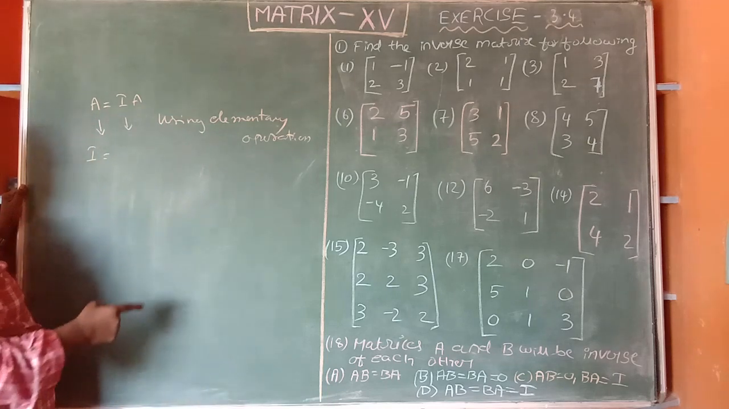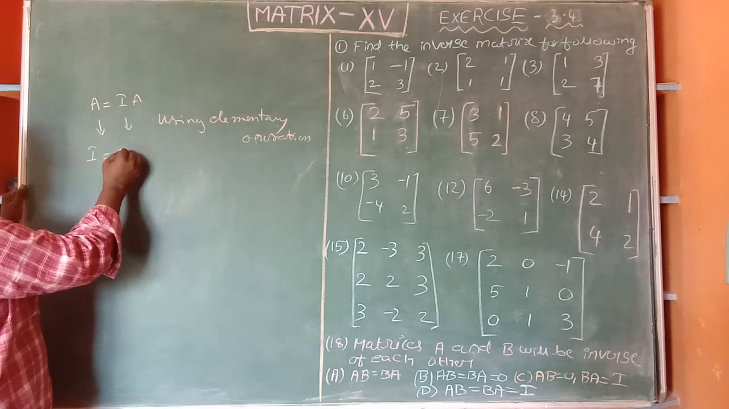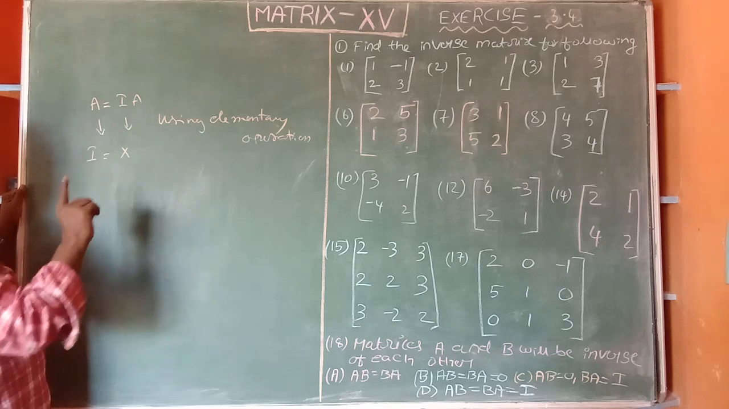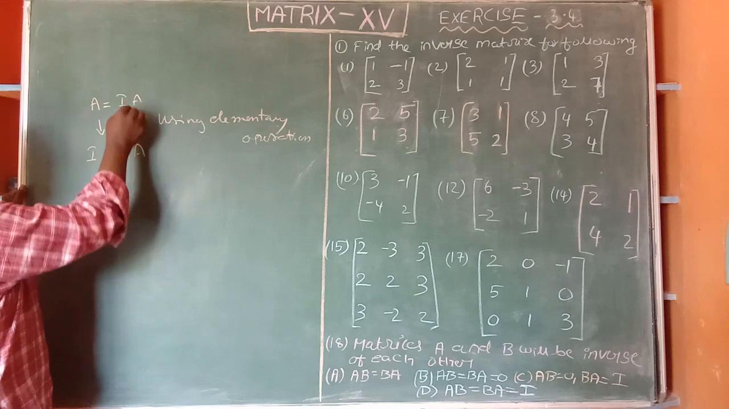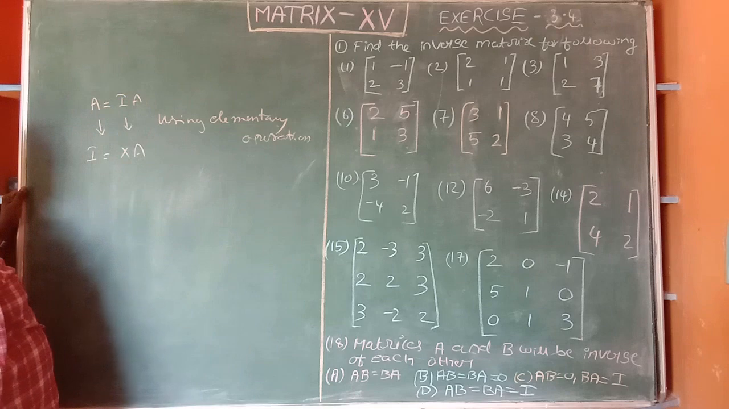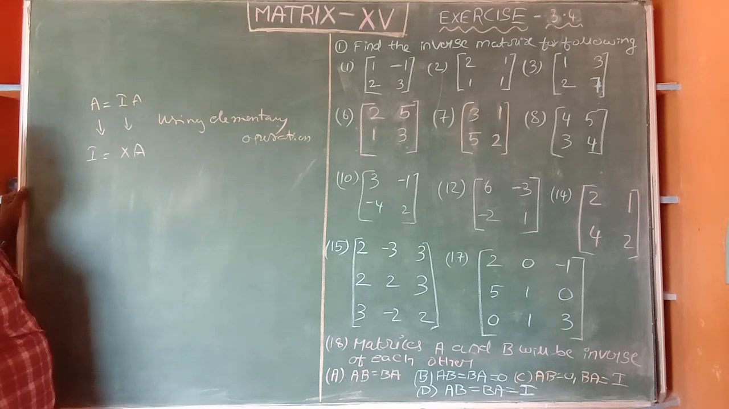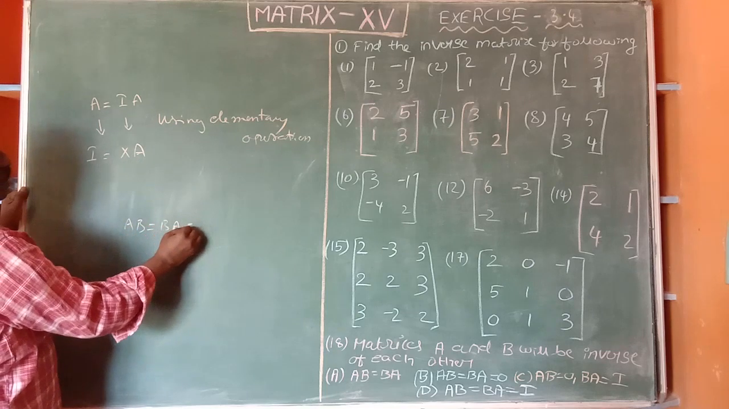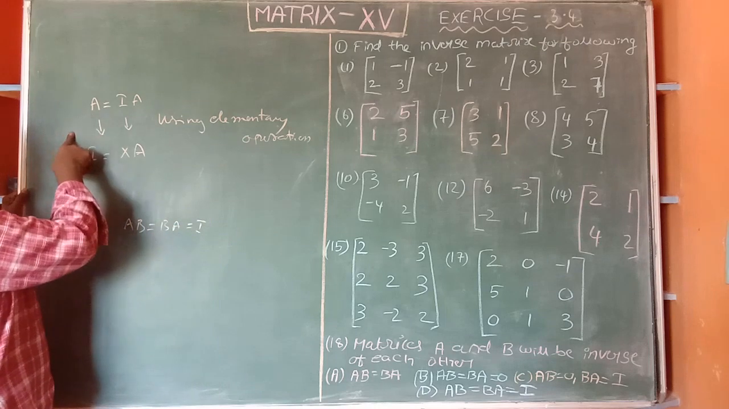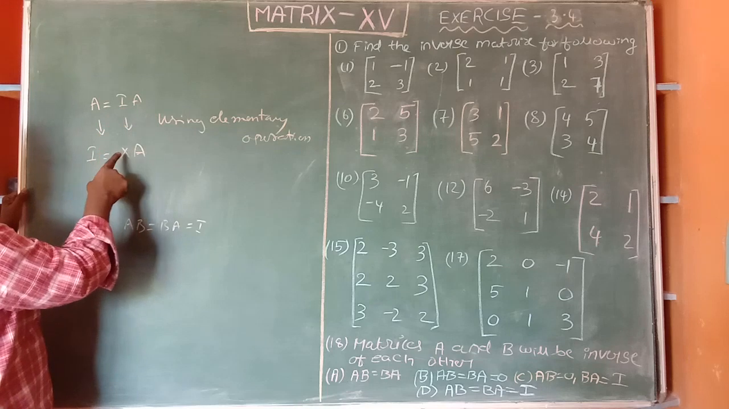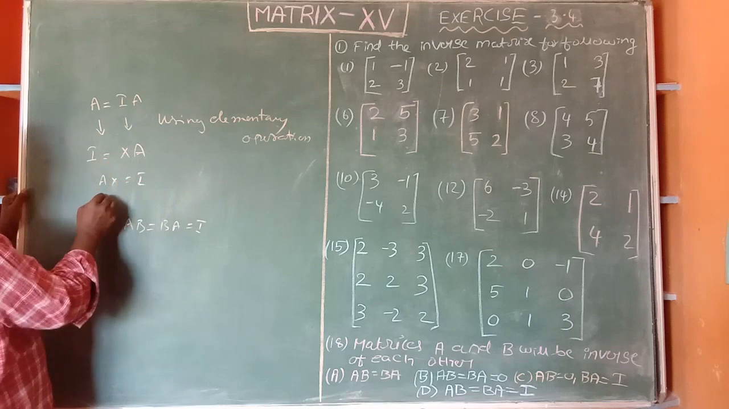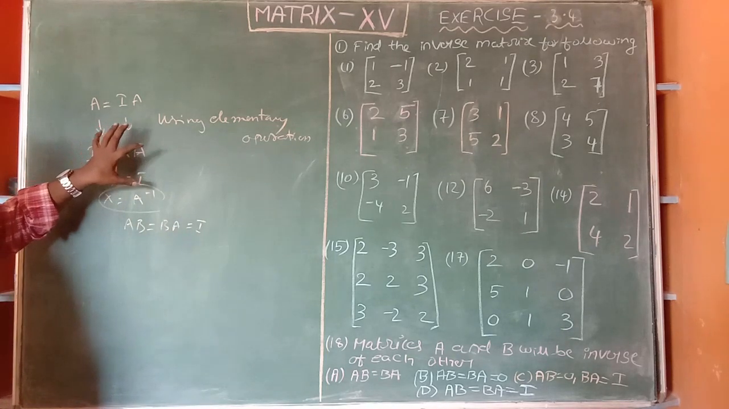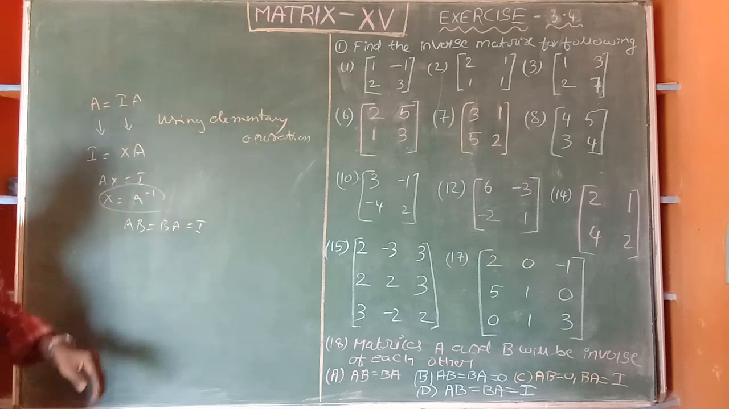Okay, now by taking one example, we can understand. A becomes I, and I becomes some new matrix. If A becomes I, it does not mean I becomes A, that is a different one. I becomes X, and A is as it is. Now you see, A into X, where X is some new matrix, just like AB is equal to BA is equal to I. Here I becomes X. Then AX is equal to I. Therefore, X is equal to A inverse. By using that concept, we can find the inverse of those matrices.